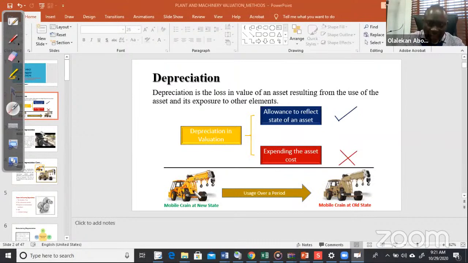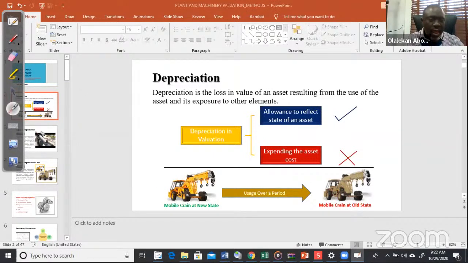If you come to my graphics here, this is a new asset. This asset I'm pointing to, you see over a period of time it depreciates. So if you now go to the market to value this asset, you obtain the cost of the new one. The only way to reflect the existing state of the one you want to value is to allow for the loss in value that has happened, which is what we call depreciation. So that is the essence of depreciation in valuation.